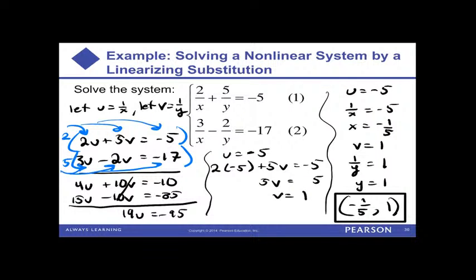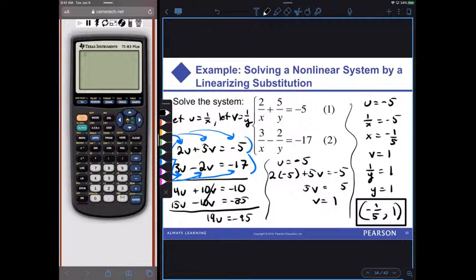All right. So for the first one, 2 divided by x, I'm going to use negative 1 over 5. I'm going to store that. Can I store that as x? That might mess stuff up, so let me not do that. Let's just do 2 divided by negative 1 over 5, plus 5 divided by 1. We should get negative 5.